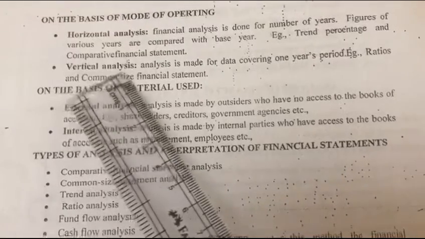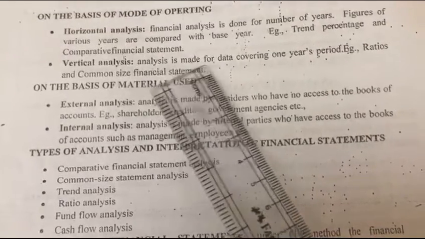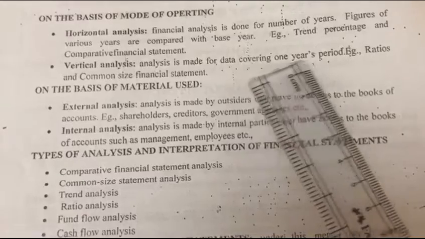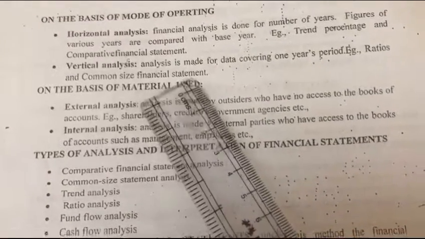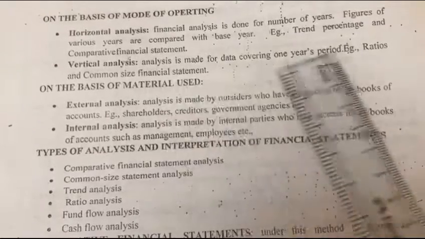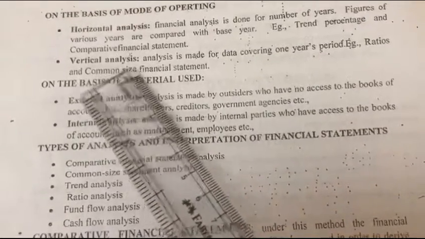The second type is vertical analysis. It is the analysis made for data covering one year's period. For example, you have ratios and common size financial statements. These two are examples of vertical analysis.